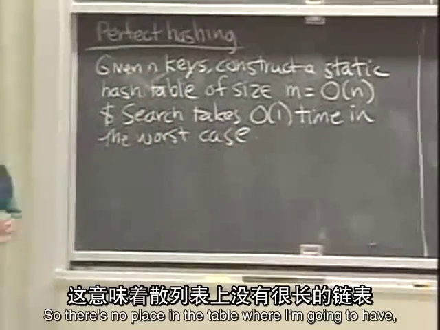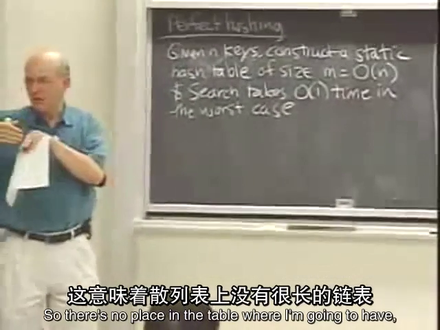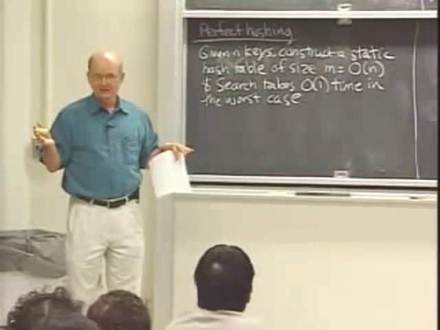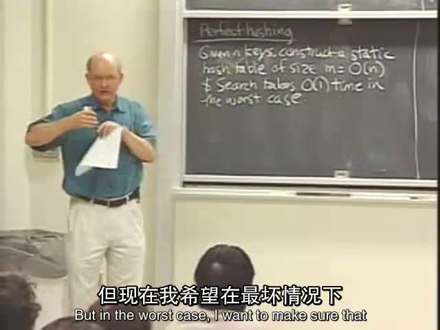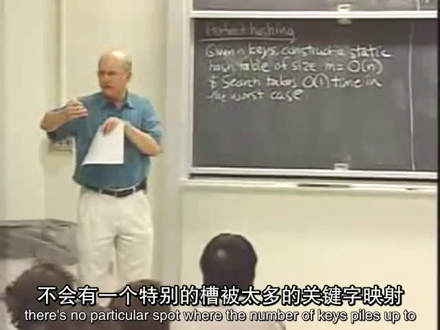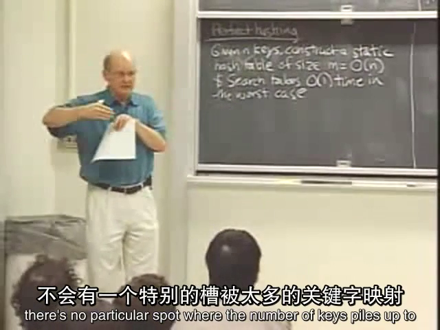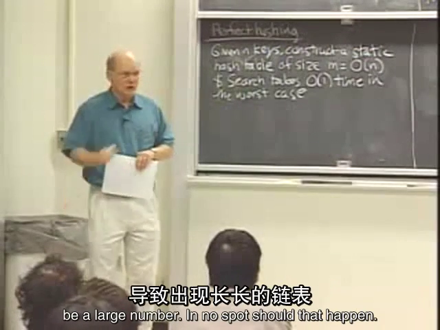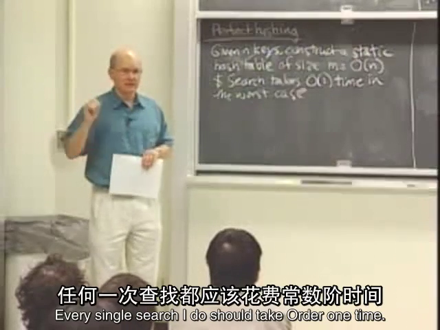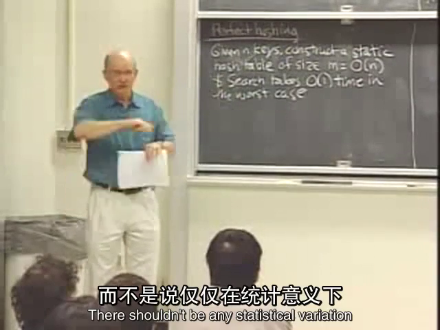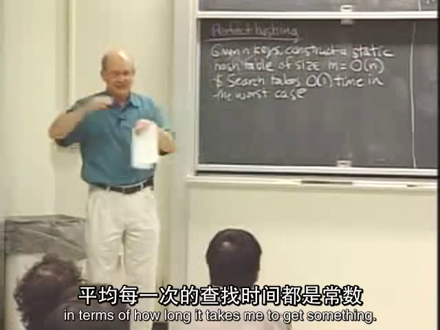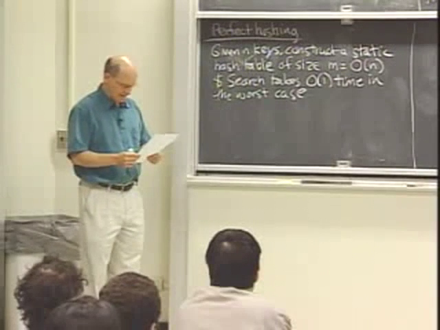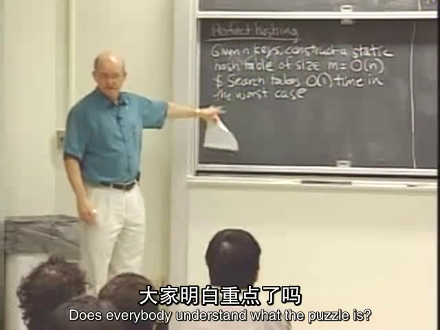Okay? So there's no place in the table where I'm going to have, I know in the average case that's not too hard to do. But in the worst case, I want to make sure that there's no particular spot where the number of keys piles up to be a large number. In no spot should that happen. Every single search I do should take order 1 time. Shouldn't be any statistical variation in terms of how long it takes me to get something. So everybody understand what the puzzle is?